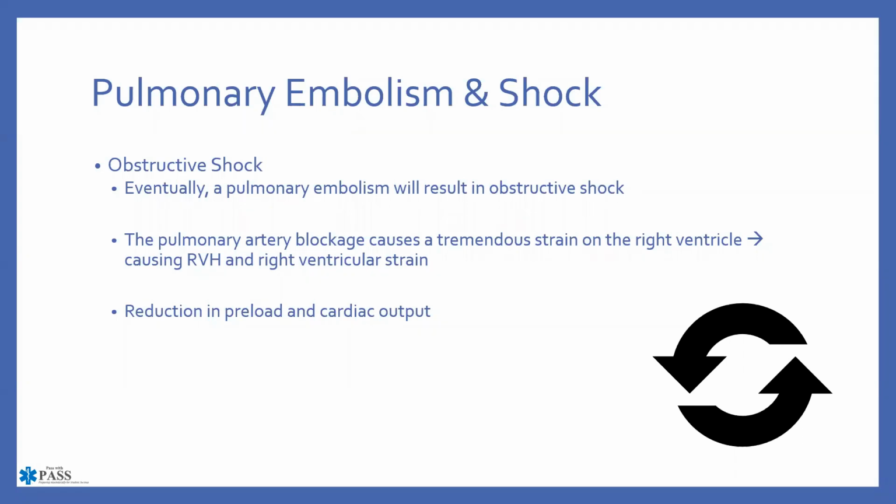The pulmonary artery blockage causes a tremendous strain on the right ventricle, and this is going to end up leading to right ventricular hypertrophy. So they'll end up with an enlargement of that right side of the heart and right ventricular strain, and we're going to see this on EKG findings. So they'll have a reduction in preload, and if you don't have blood coming back to the right side of the heart, you don't have enough blood to pump out. So not only are we going to have a reduction in preload, we're going to have a reduction in the cardiac output as well.